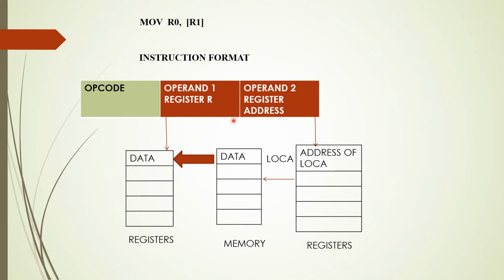The similar thing with the instruction format. The instruction format for this type of addressing mode will consist of an opcode, operand 1 and operand 2. Opcode, you know already, is an operation code. Any operation code it can be. Operand 1 will be a register and operand 2 will be a register address. The vice versa is also true. Here with this example, move R0, [R1], operand 1 is the register R0 and operand 2 is a register address stored in the register R1.